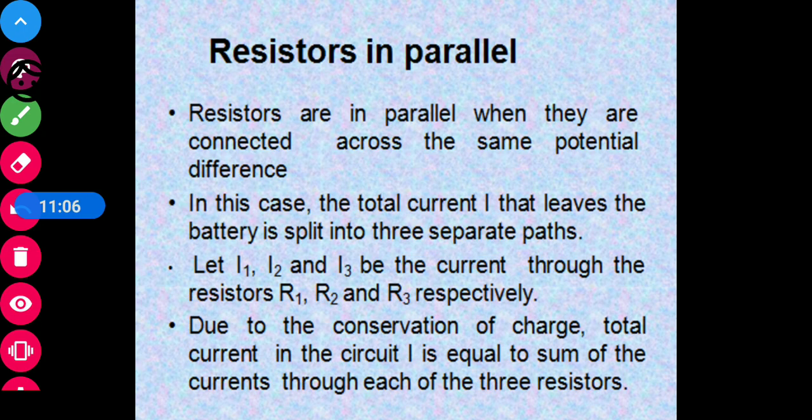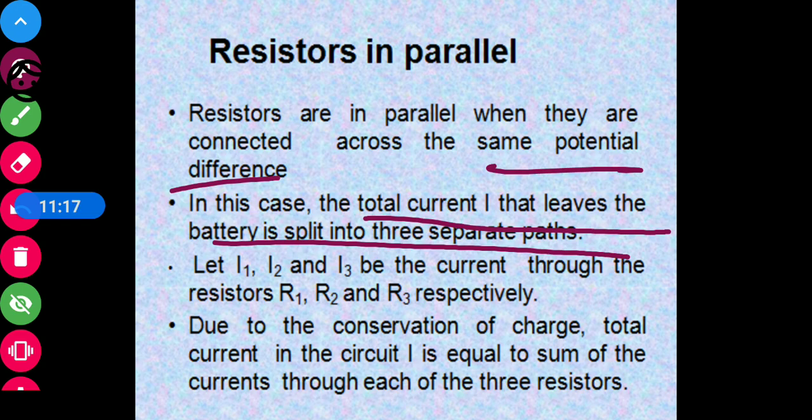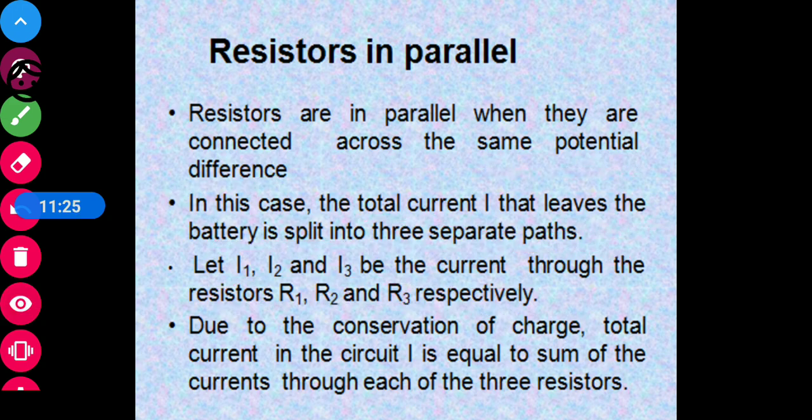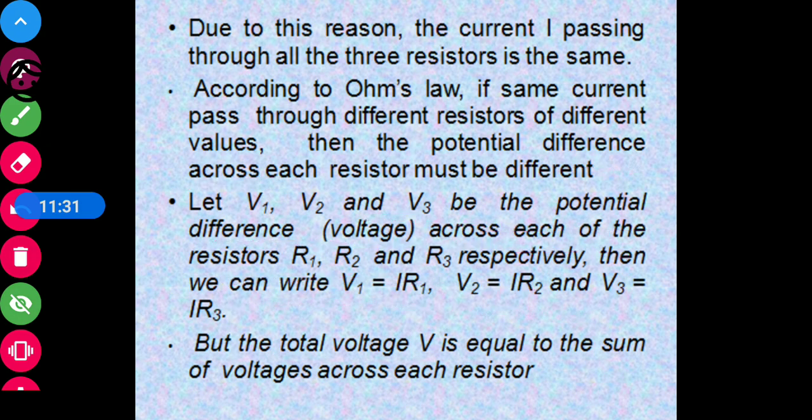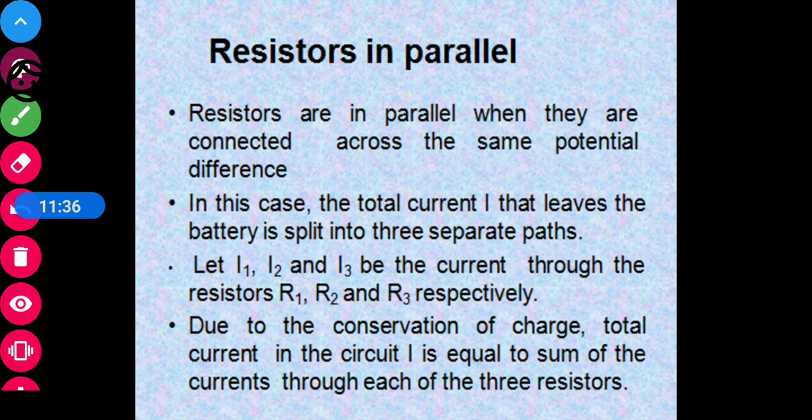Now resistors in parallel. Resistors are in parallel when they are connected across the same potential difference. In this case, the total current leaving the battery is split into three separate paths. Let I1, I2, I3 be the currents through the resistors R1, R2, R3 respectively. Due to conservation of charge, the total current in the circuit I is equal to the sum of the currents through each of the three resistors.